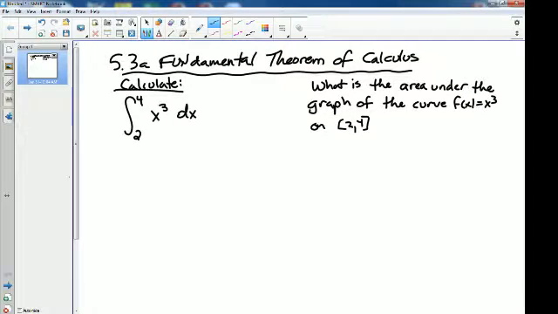So, okay, somebody tell me what to do. First start with the... okay, so we have the antiderivative, x to the fourth over 4, evaluated from 2 to 4. Right?